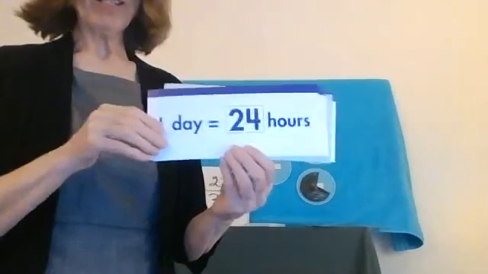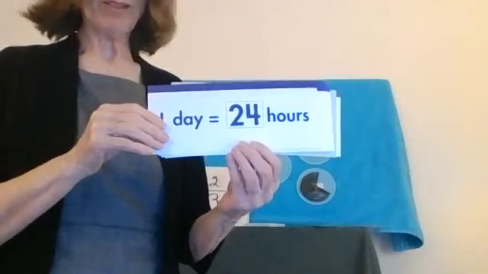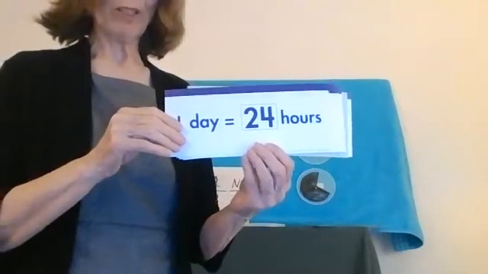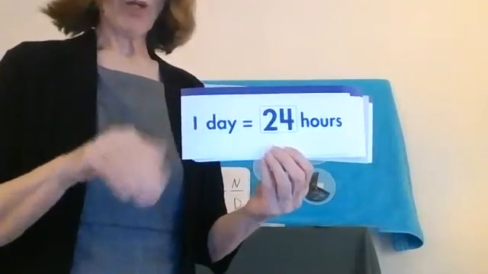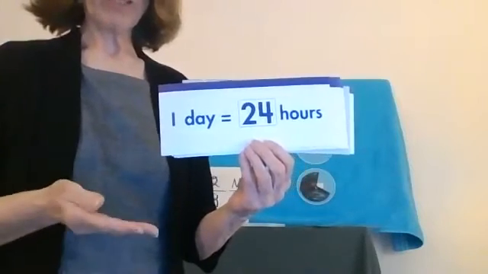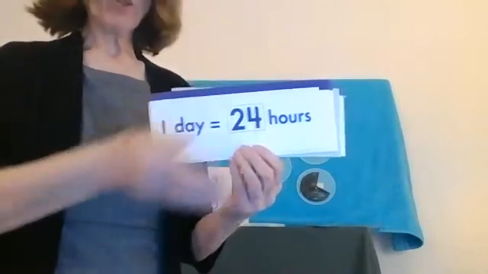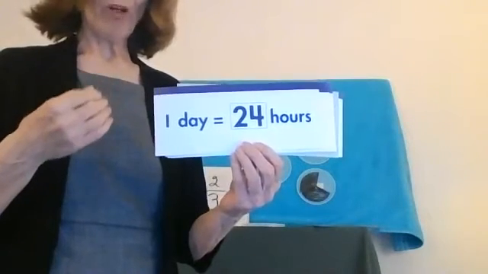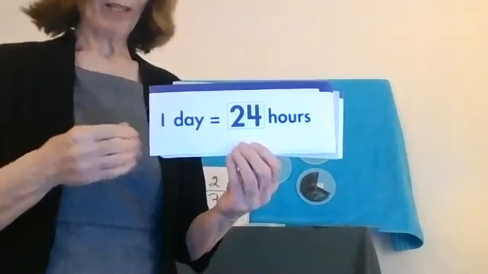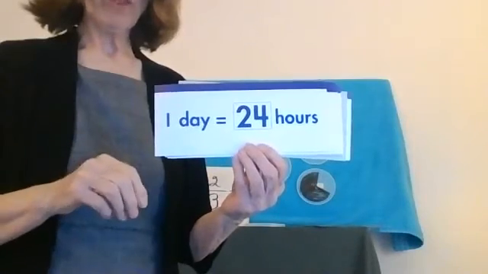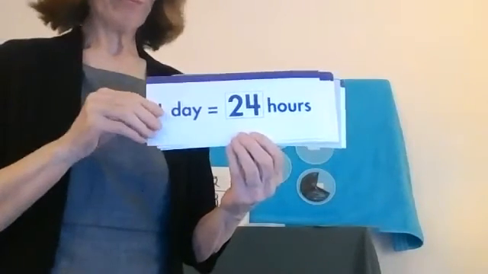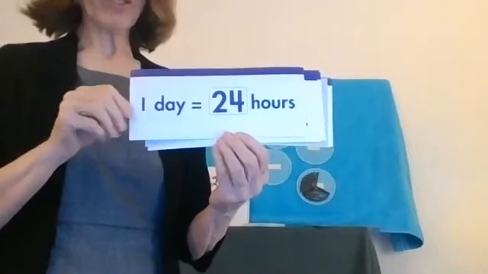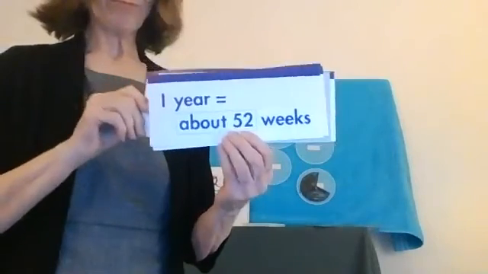1 day is 24 hours. Remember 12 and 12? We talked about that. 12 hours would be approximately the daylight, and then 12 hours again would be the nighttime, and we call that 1 day. So 12 plus 12 is 24. 24 hours in 1 day.